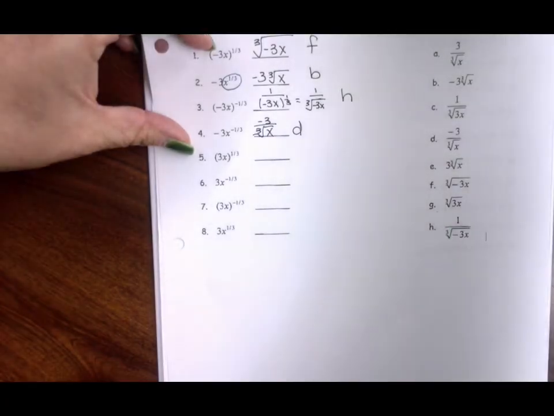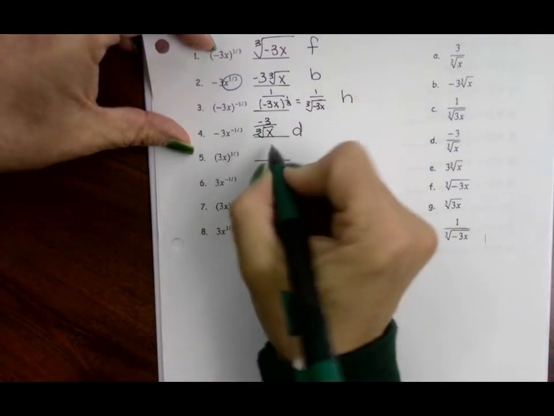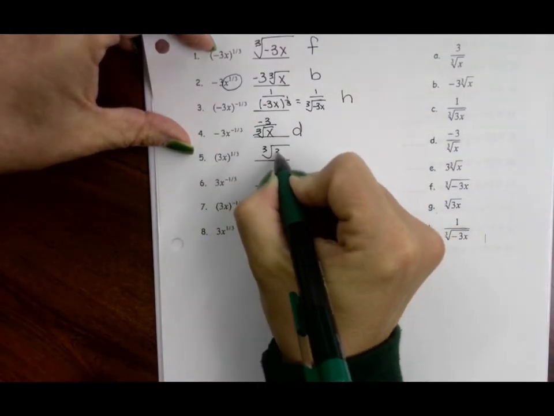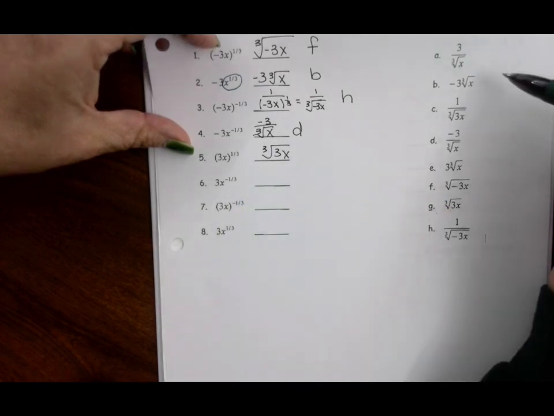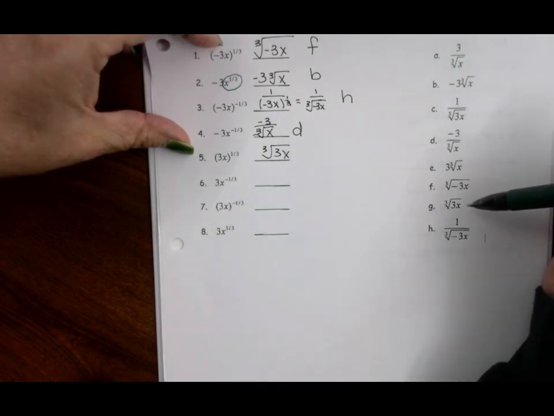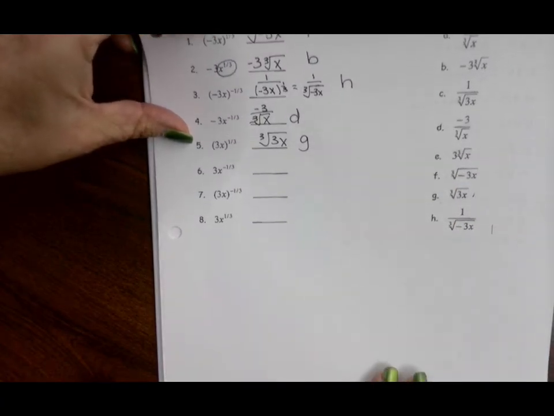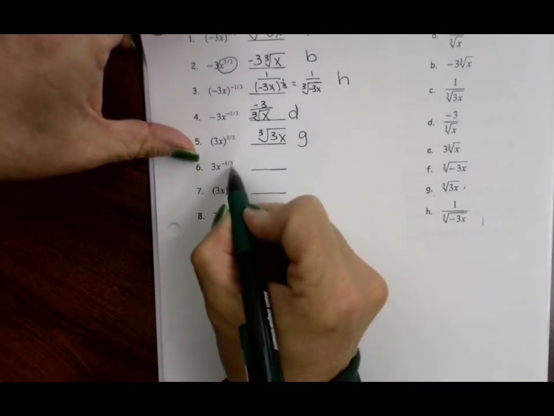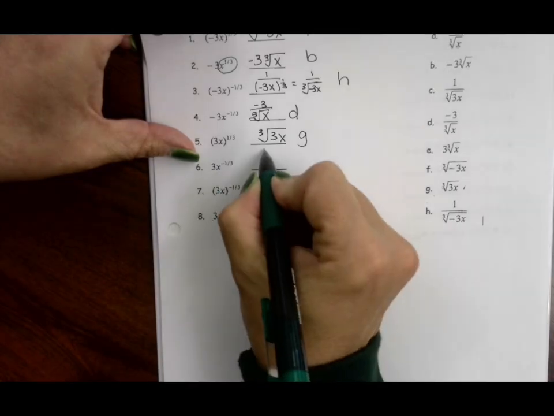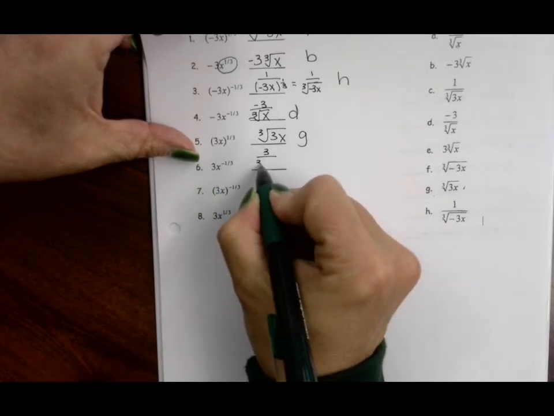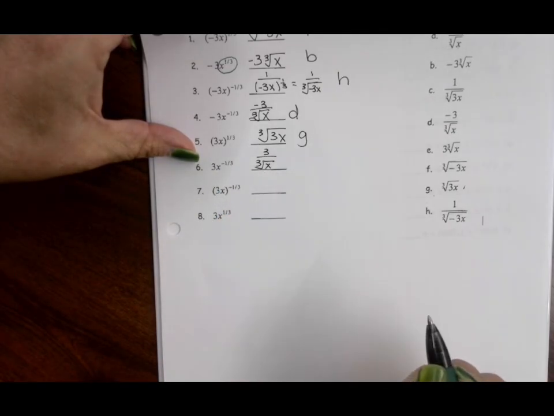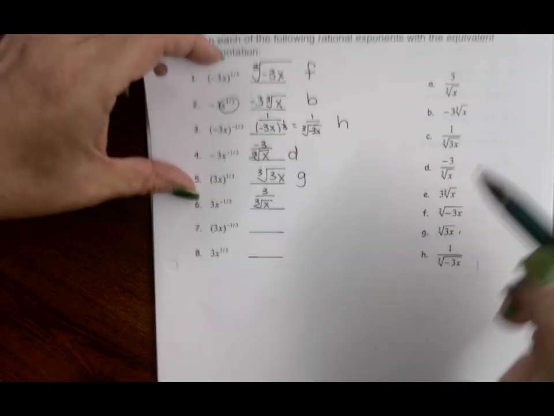Okay, next one. Whole thing, so cubed root of 3x. So that one's going to be g. All right, so what's moving? Only the x is moving. So 3 stays in the numerator, and then I have a cubed root of x in the denominator. So 3 over the cubed root here. So this is going to be a.